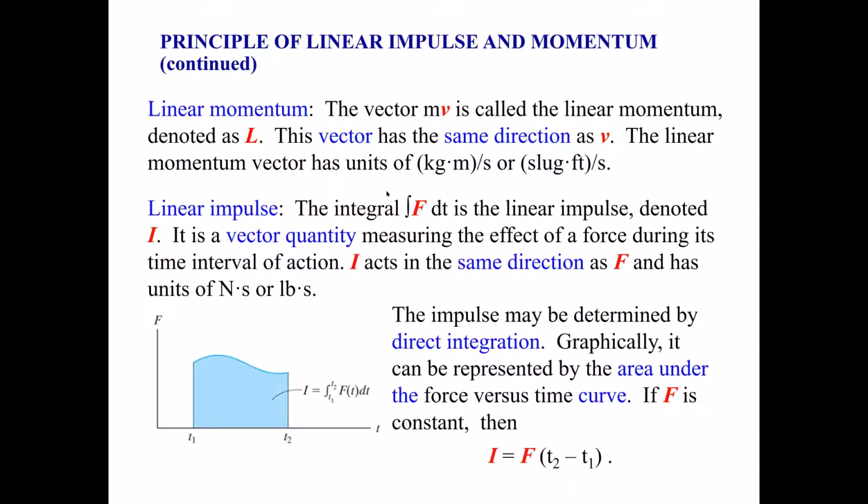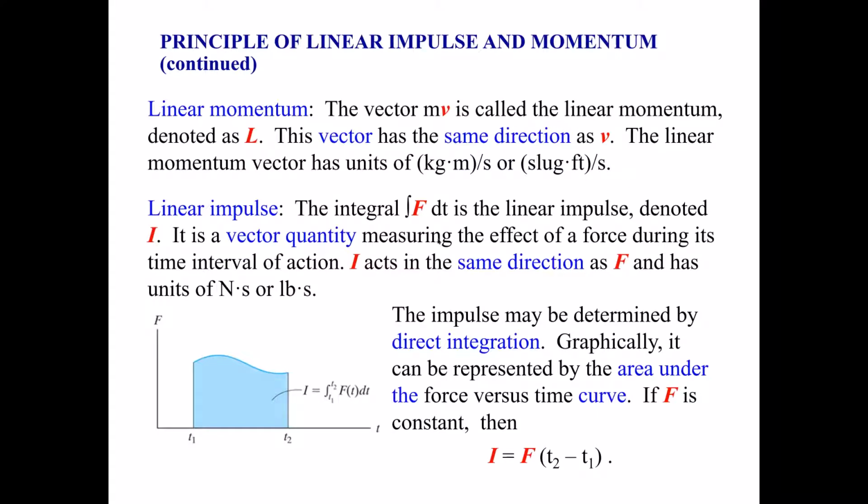So just formalizing this. The mv, vector mass times velocity, is called the linear momentum. Okay. And the basic idea is the vector has the same direction as v, which makes sense. The linear momentum vector has units of kilograms times meters per second, or of course in the USCS system. So this is SI, this is USCS.